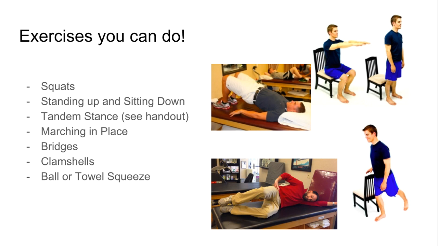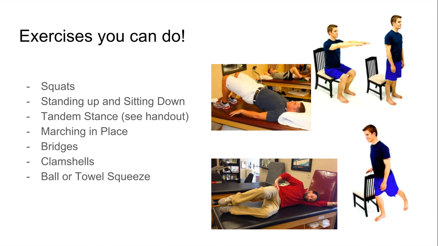All right. So now that you've modified your home, we want to talk about exercises that you can do that can prevent loss of balance and strengthen your legs. So we could do simple things such as squats or standing up and sitting down in a chair. We could also perform something called a tandem stance, which is just simply having one foot in front of the other and trying to hold that position for an extended period of time.